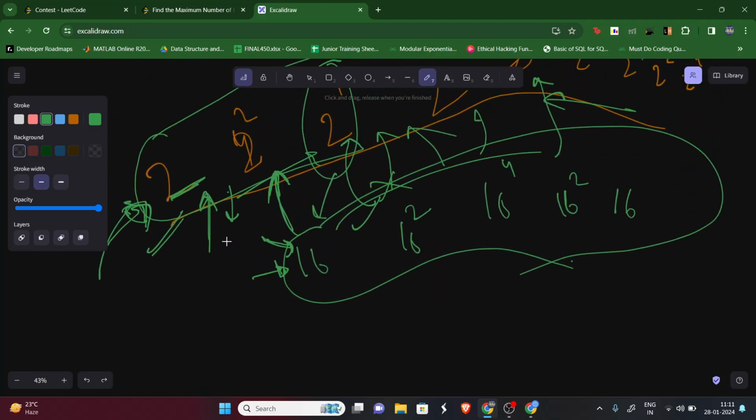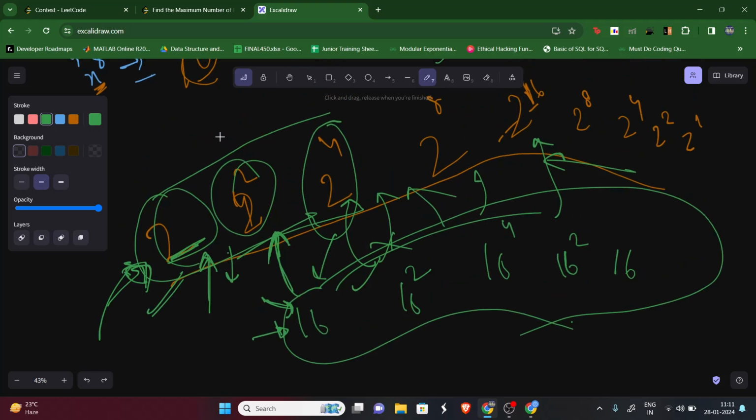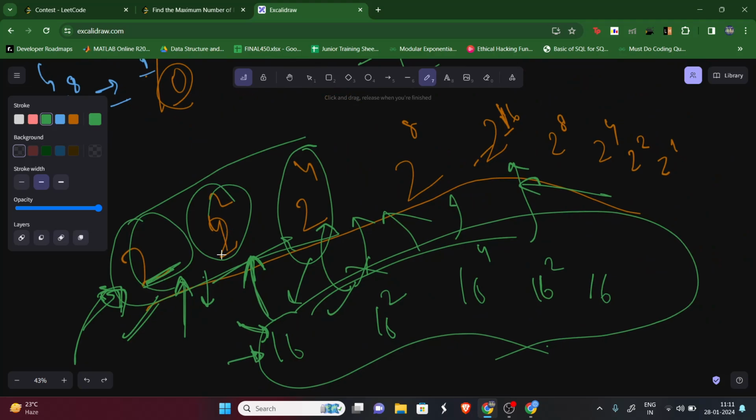And one thing you will realize by now is that we needed to have frequency, right? From our discussion we realized that we do need the frequency of all the elements.